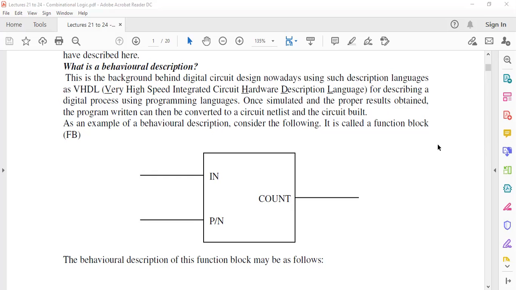A simple example is given here, which will be shared with you. For example, take this block with two input pins, in and P/N, and an output, count. We could explain the behavior of this block based on the states of in and P/N and how the output count varies. The behavioral description approach here would not look at what's inside this block to describe how the circuit works, but just at its behavior.